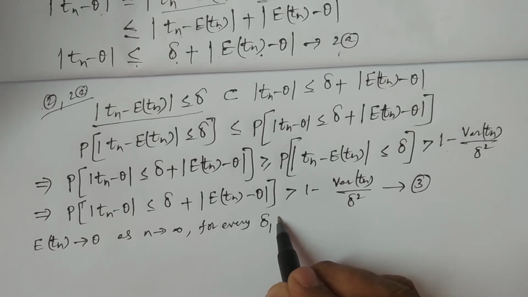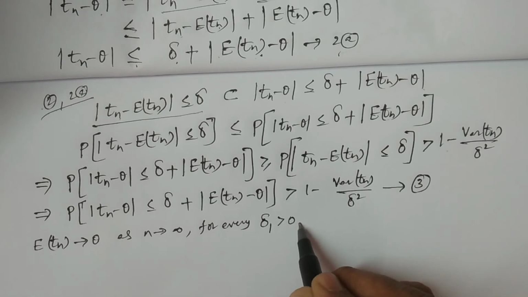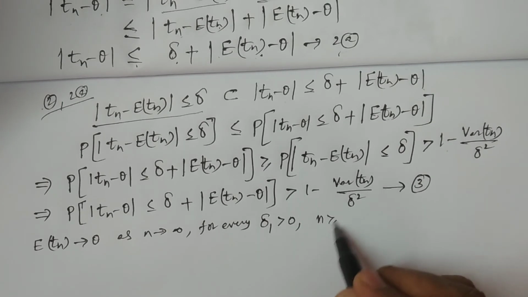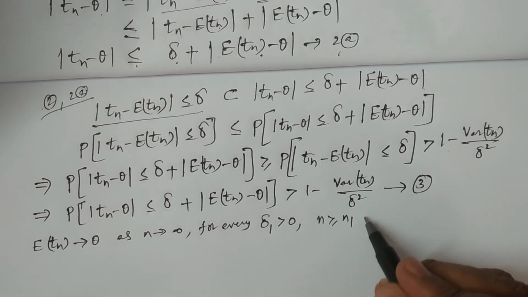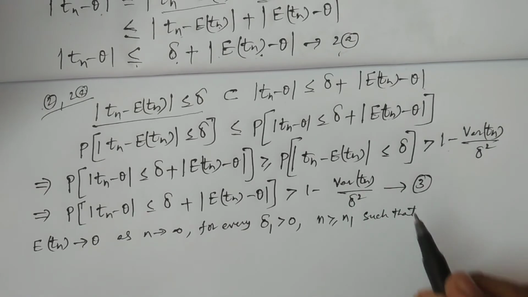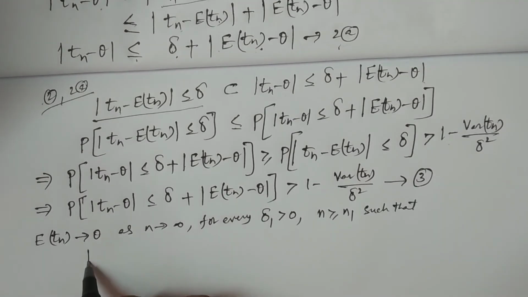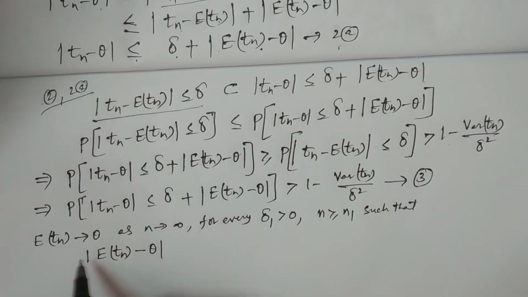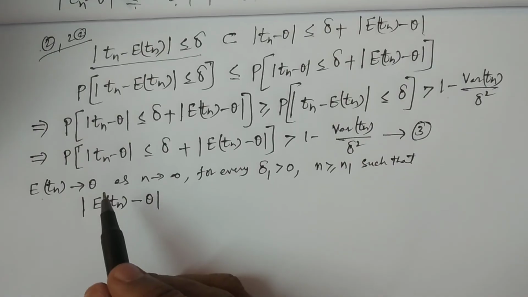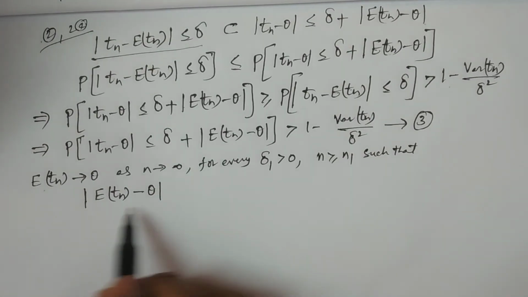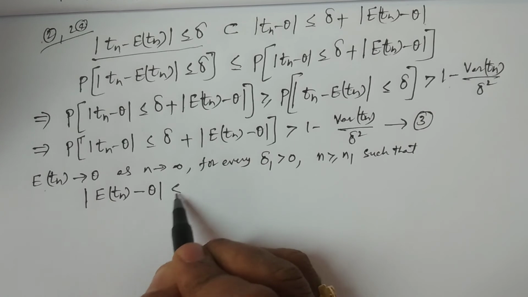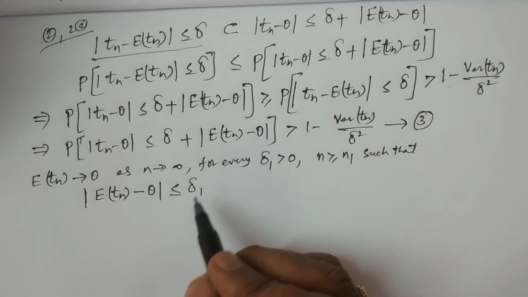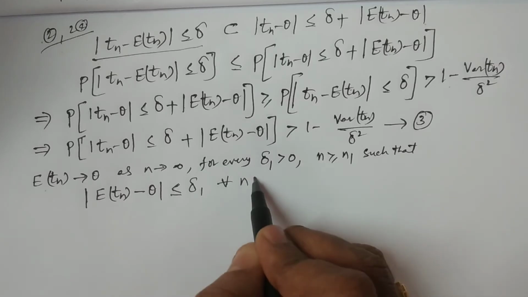I am considering a very small positive delta 1 greater than 0, and for n greater than or equal to n1, let it be, such that the modulus of the difference, |E(Tn) − theta|, because as n tends to infinity the expectation of Tn tends to the parameter theta, hence we can state the difference is very small, that is, less than or equal to delta 1, for all n greater than or equal to n1.